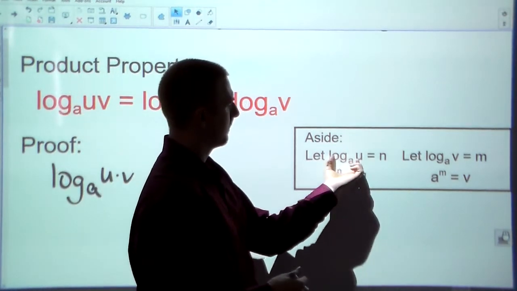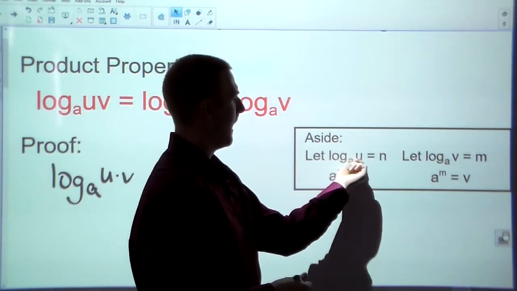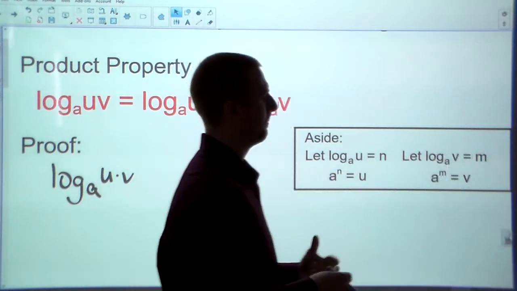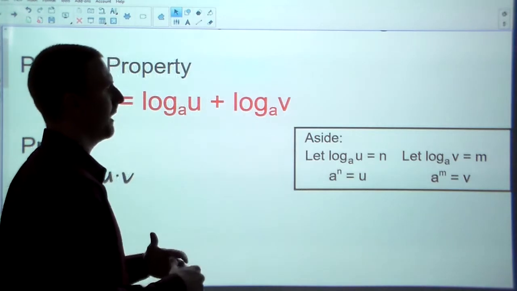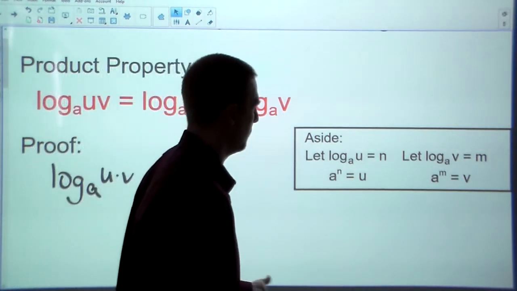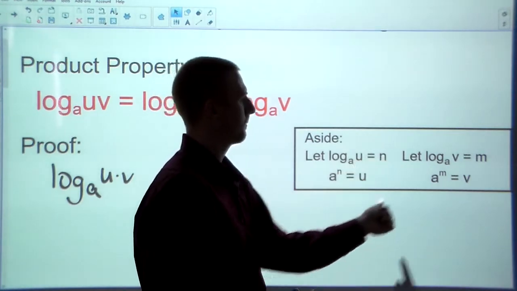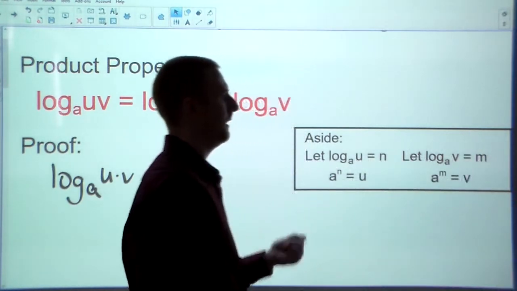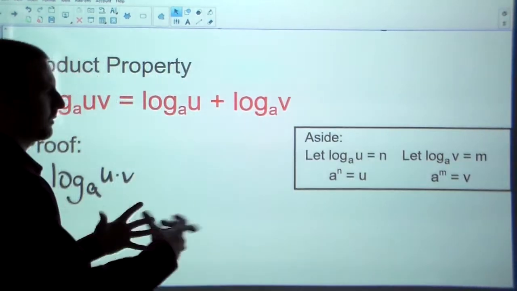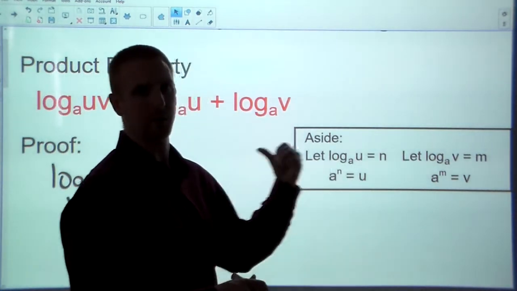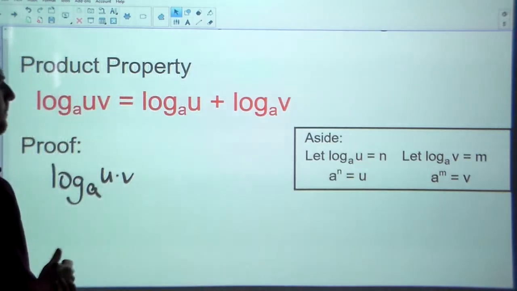But I'm going to let log base A of u be n. And I'm going to let log base A of v be m. I'm just kind of making these two true statements, if you will. And then they can be rewritten where a to the n is u, and a to the m is v. So those are just, I made those up, but I made them up in a way that's actually going to make this really helpful and make it really useful.